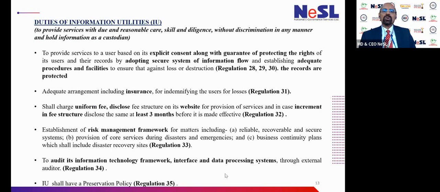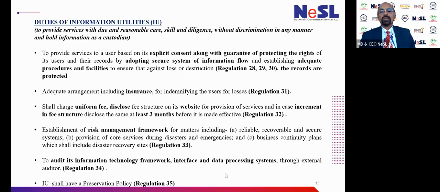Now, the regulations also provide for certain duties of the information utility. It says that the information utility has to provide services with due and reasonable care, skill and diligence, without discrimination in any manner, and hold information as a custodian. Information utility also has to provide services to a user based on his explicit consent. And a very important provision is that it has to guarantee protecting the rights of users and their records by adopting a secure system of information flow and establishing adequate procedures and facilities to ensure against loss and destruction.